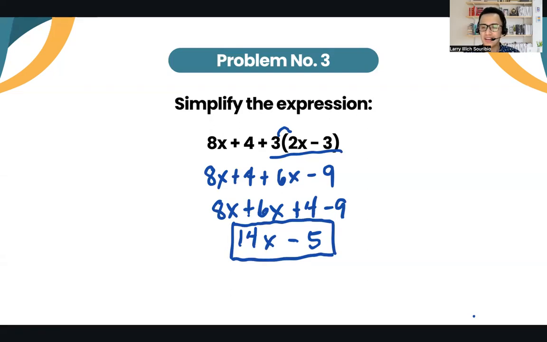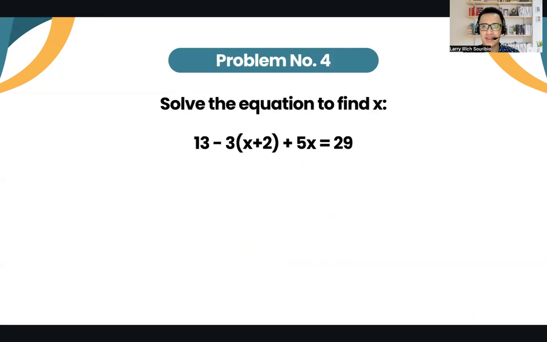All right. Now we will proceed with the last and final equation. We have solve the equation to find x. We have 13 minus 3 times the quantity x plus 2 plus 5x is equal to 29. So same principle applies. We just simplify this quantity first. We have 3 times the quantity x plus 2. We'll just distribute 3. Okay?